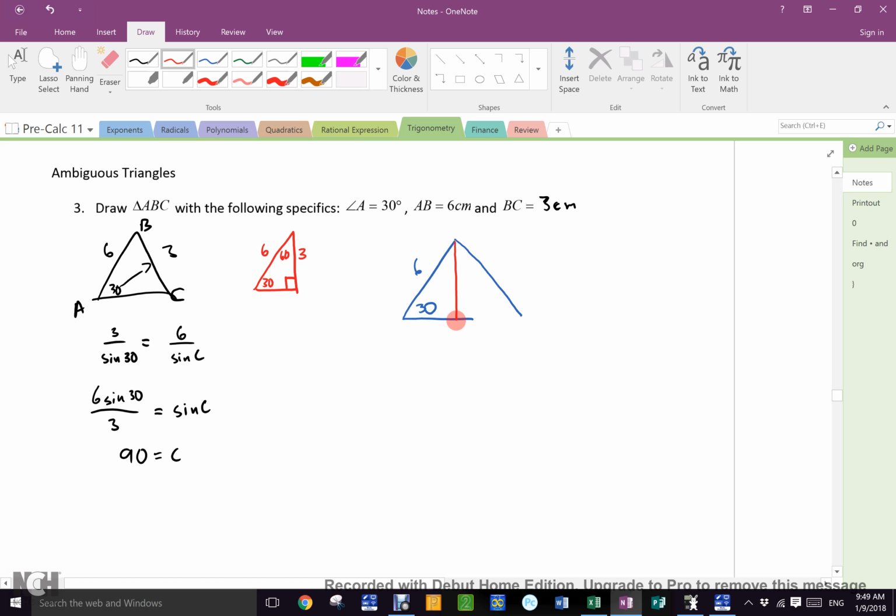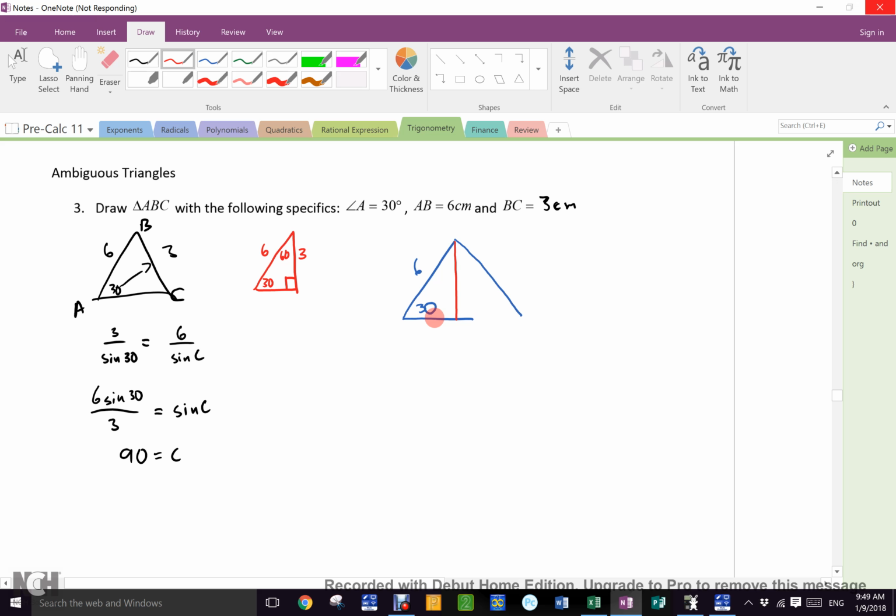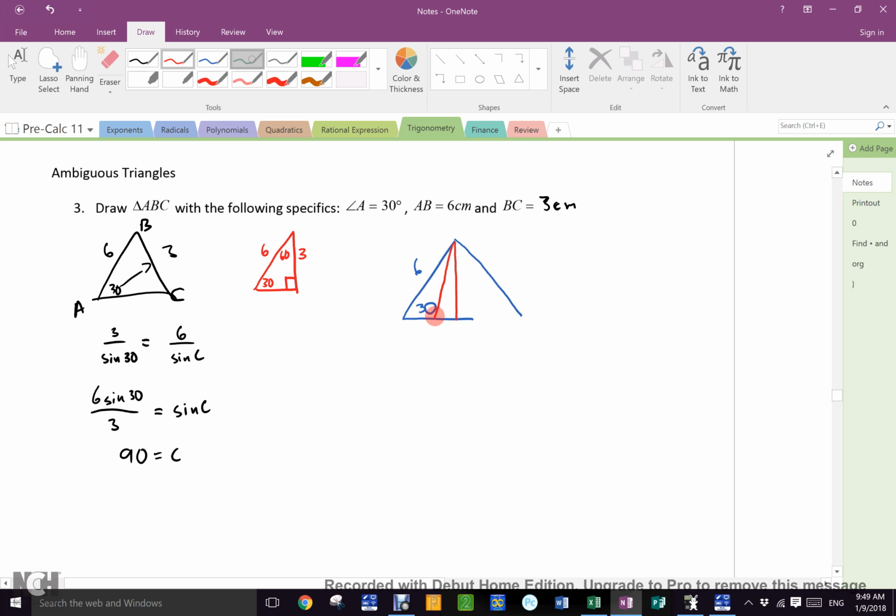The third option that we just found out, the triangle might not exist at all. And there's a fourth option. The triangle might go down here, and it will show up green in a second. Should have been green. The triangle might go down here. Okay? And this is what I mean by ambiguous. You don't know until you try it. But there is a shortcut to figuring it out.